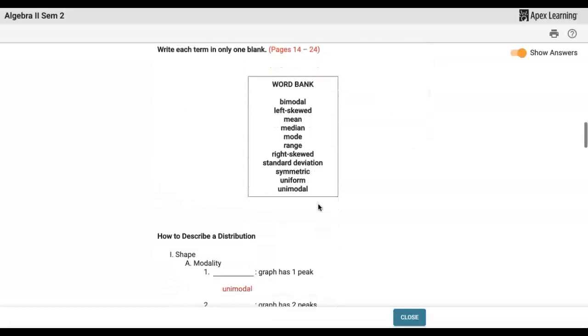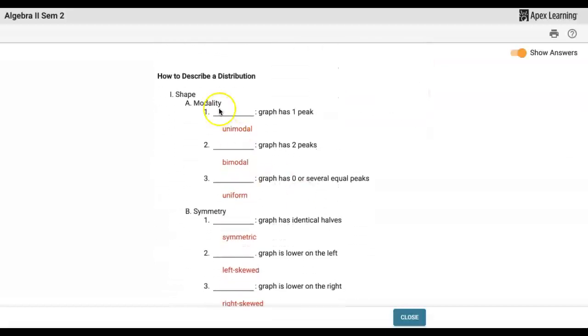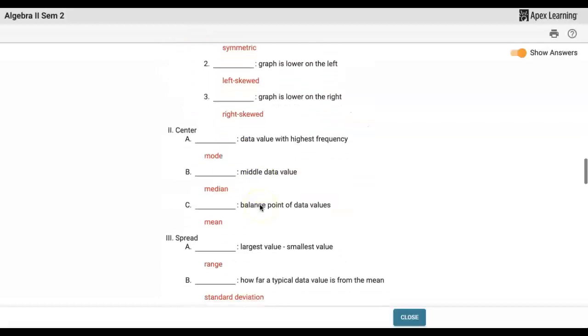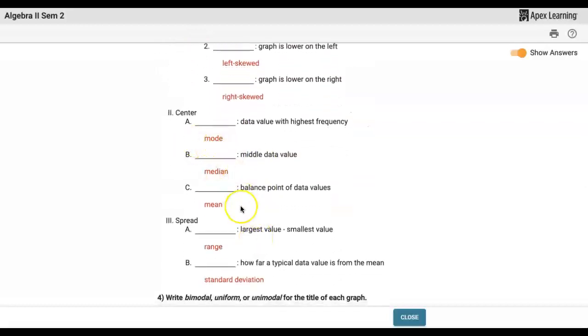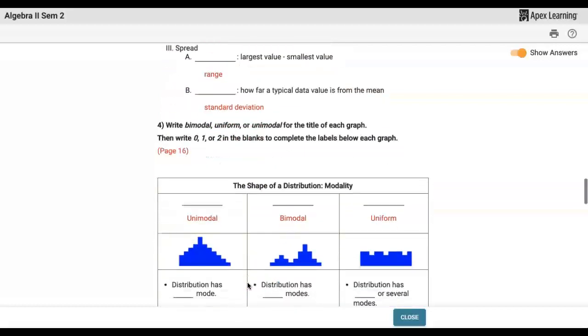And then talking about the distribution of our data. So we've talked about modality and symmetry under our shape. We've talked about our center: mode, median, mean, looking at different center points. And then looking at the spread, so our range and our standard deviation.